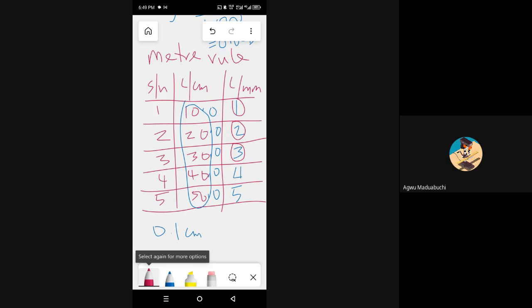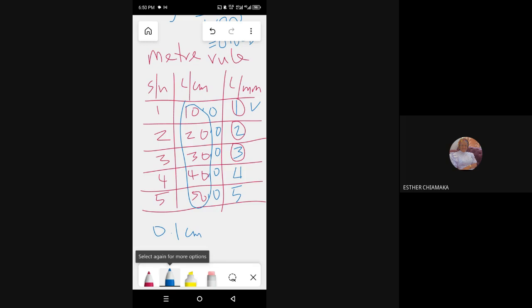Now, convert 10 cm to millimeter. How do you convert from centimeter to millimeter? Divided by 100. Centimeter to meter. How many millimeter make 1 centimeter? 10. So if you convert 10 cm to millimeter, what will the answer be? 1 millimeter. Is it clear?